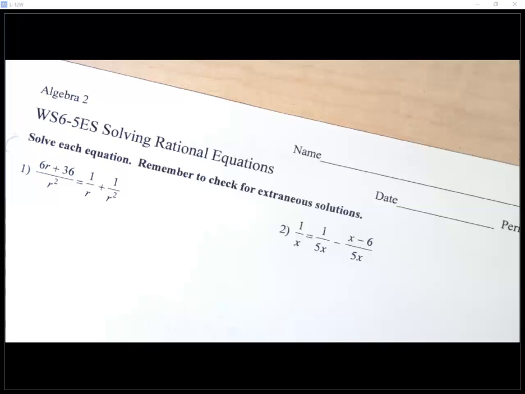Okay, so today we are solving rational equations. So we have equations going on here. I'm going to do a little bit of notes in my notebook and we'll do some practice problems from the sheet that I gave you, and we'll move right along.